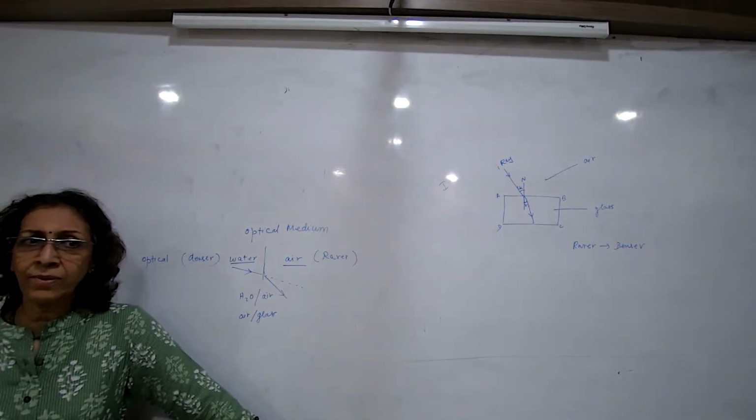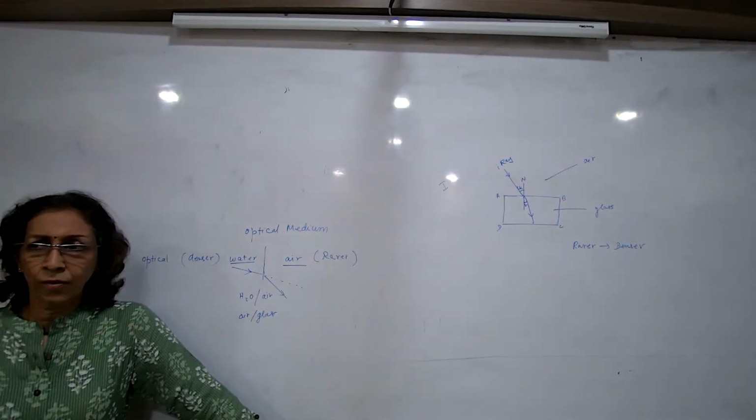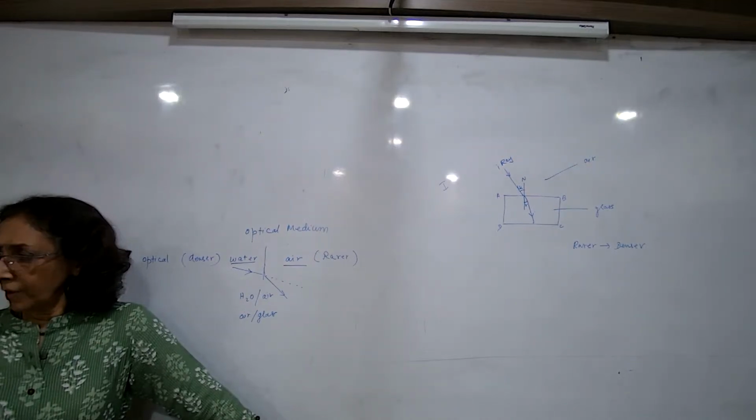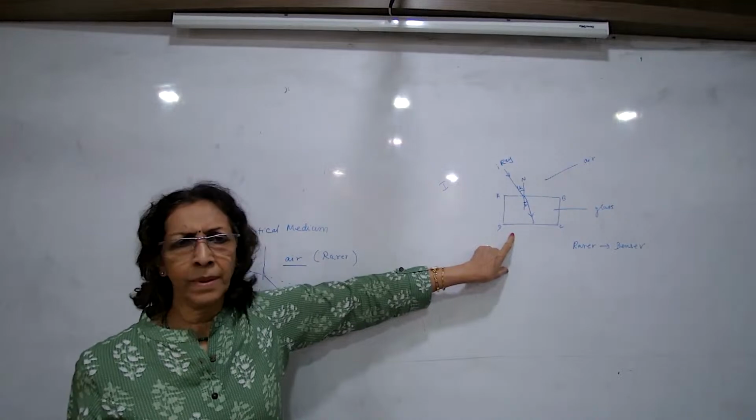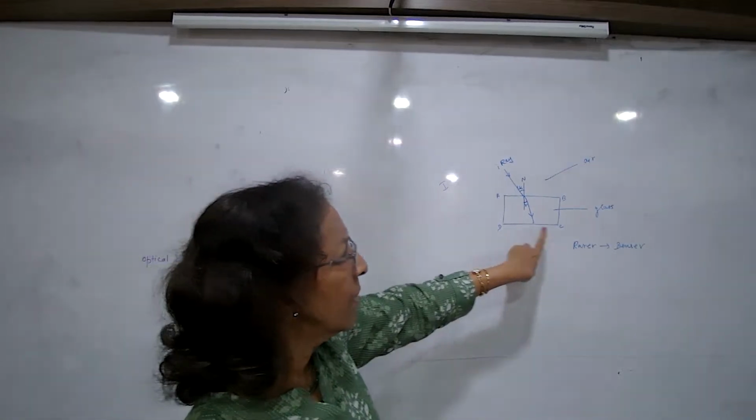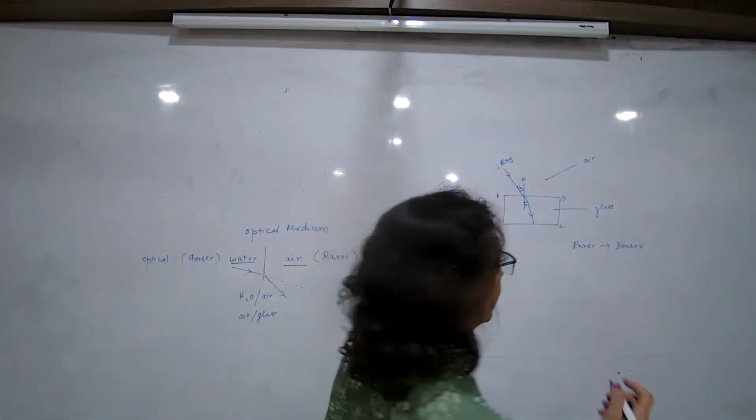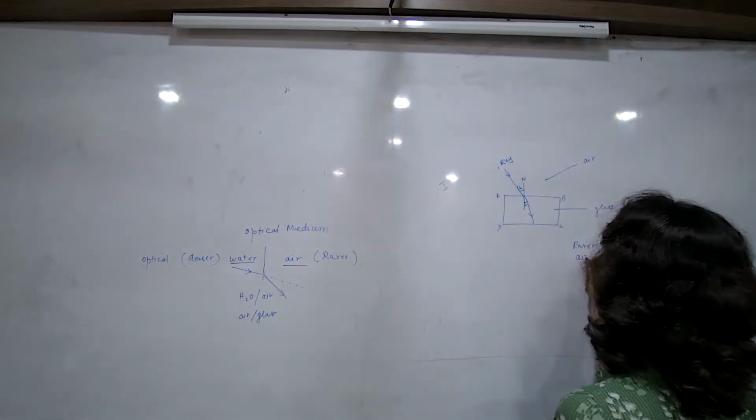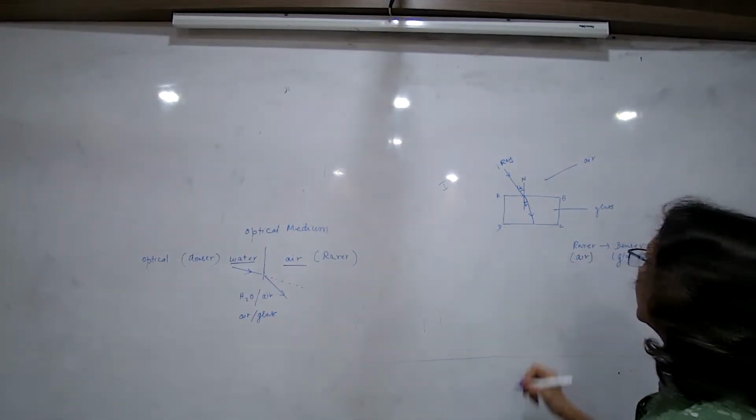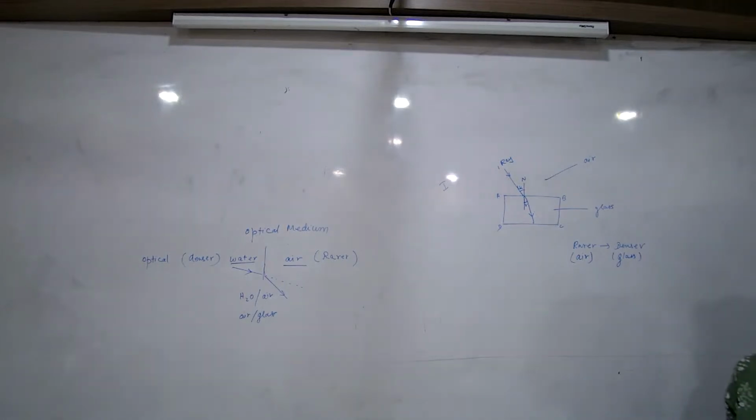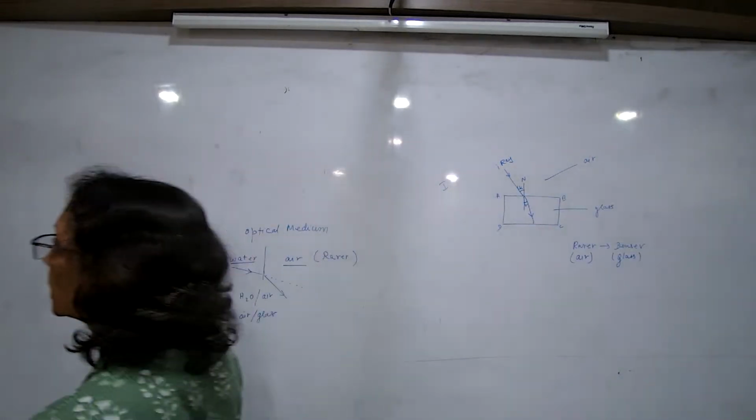Once you have it, it becomes very easy for you to understand. First case, draw this simple diagram. Ray of light is entering from a rarer medium to a denser medium. Air is the rarer medium and glass is the denser medium. So the ray of light is moving towards the normal.